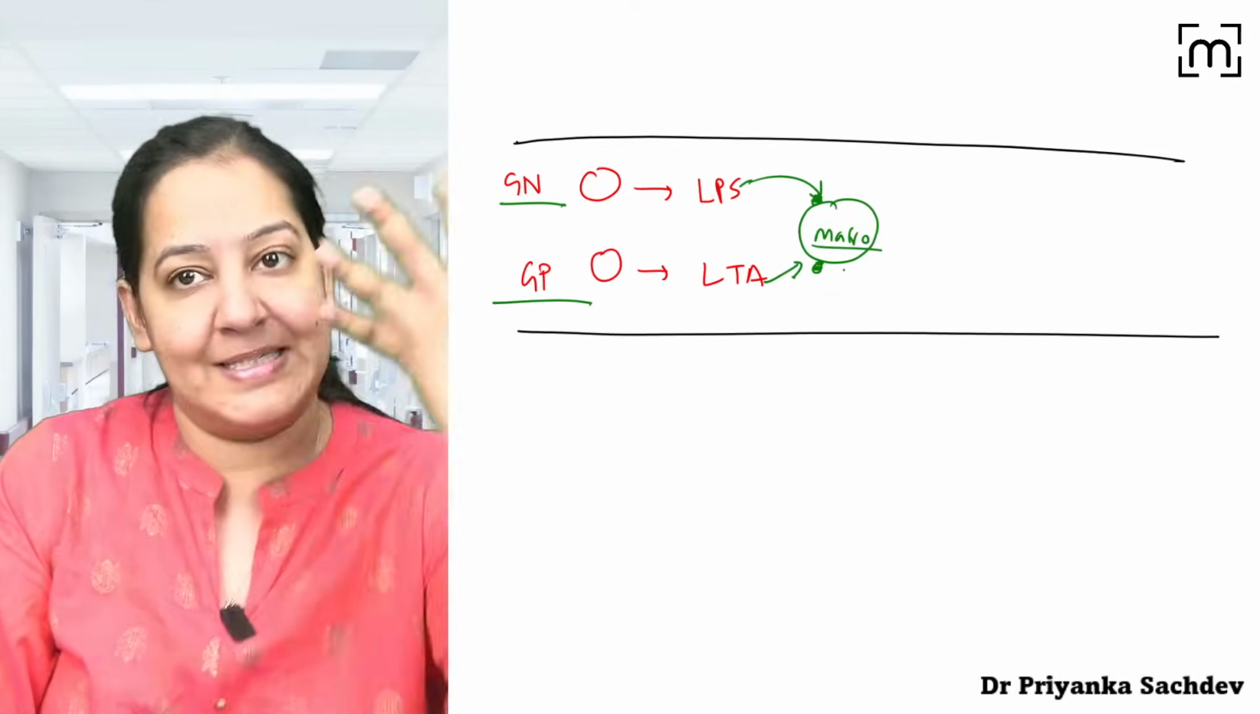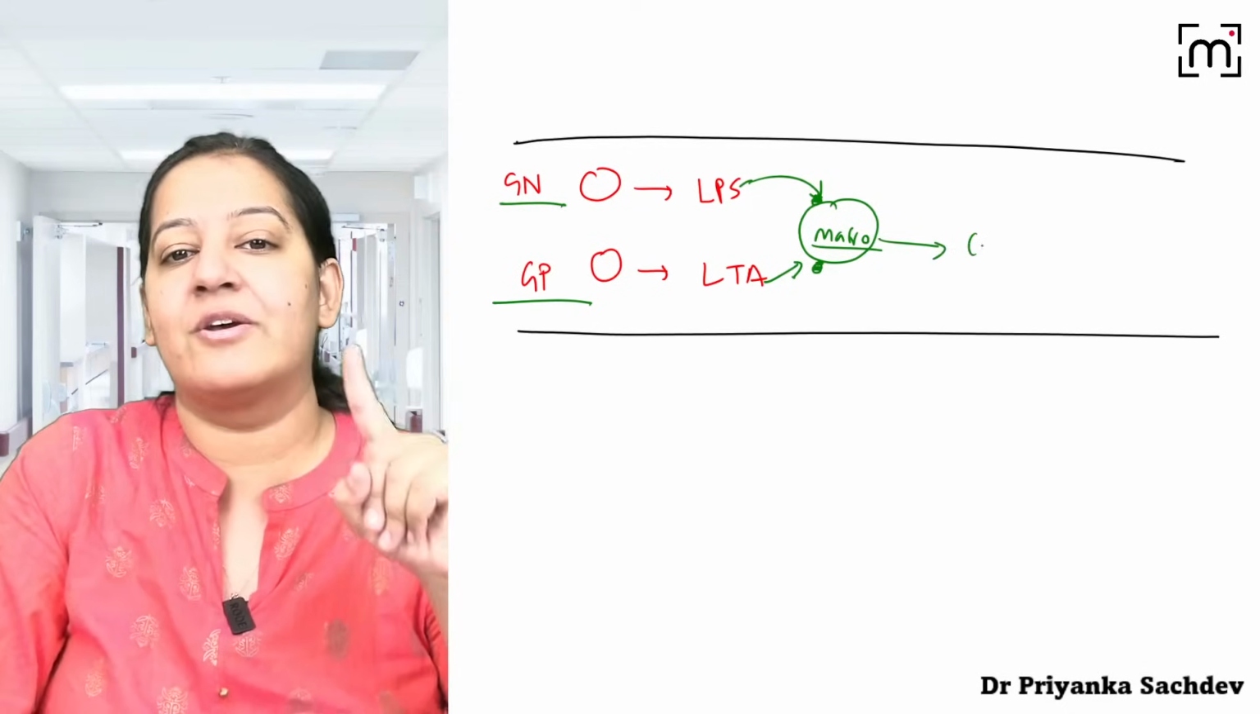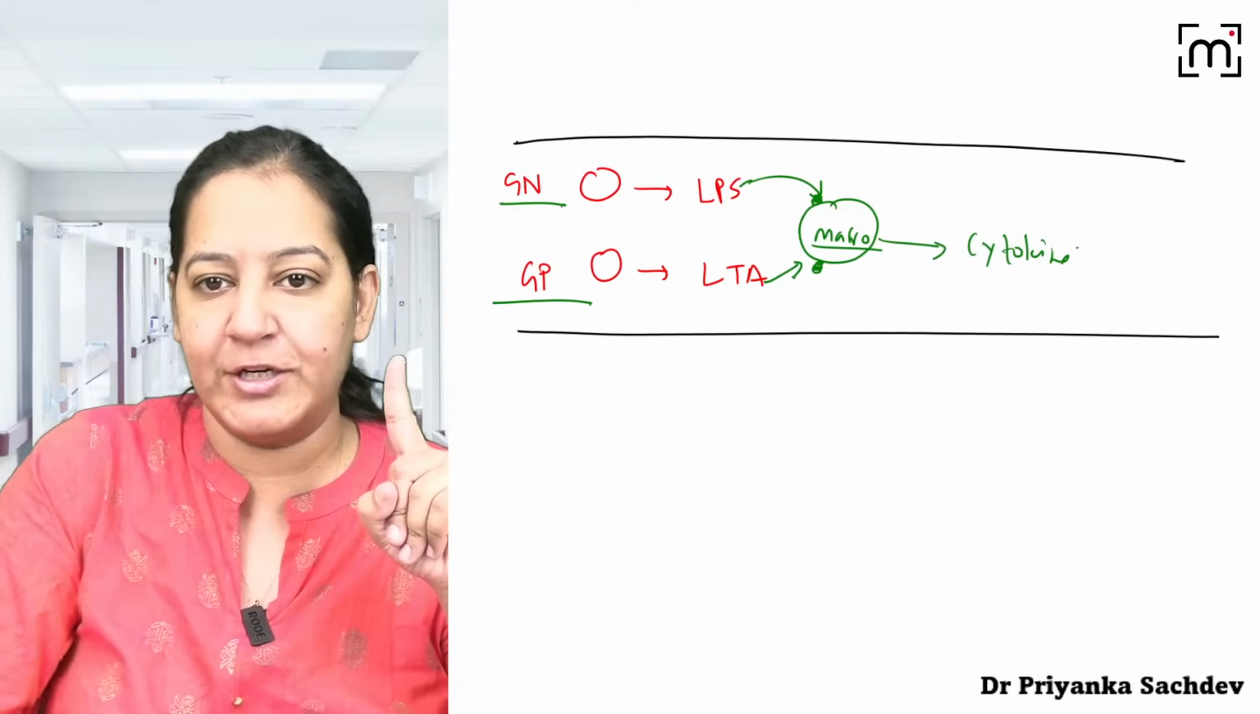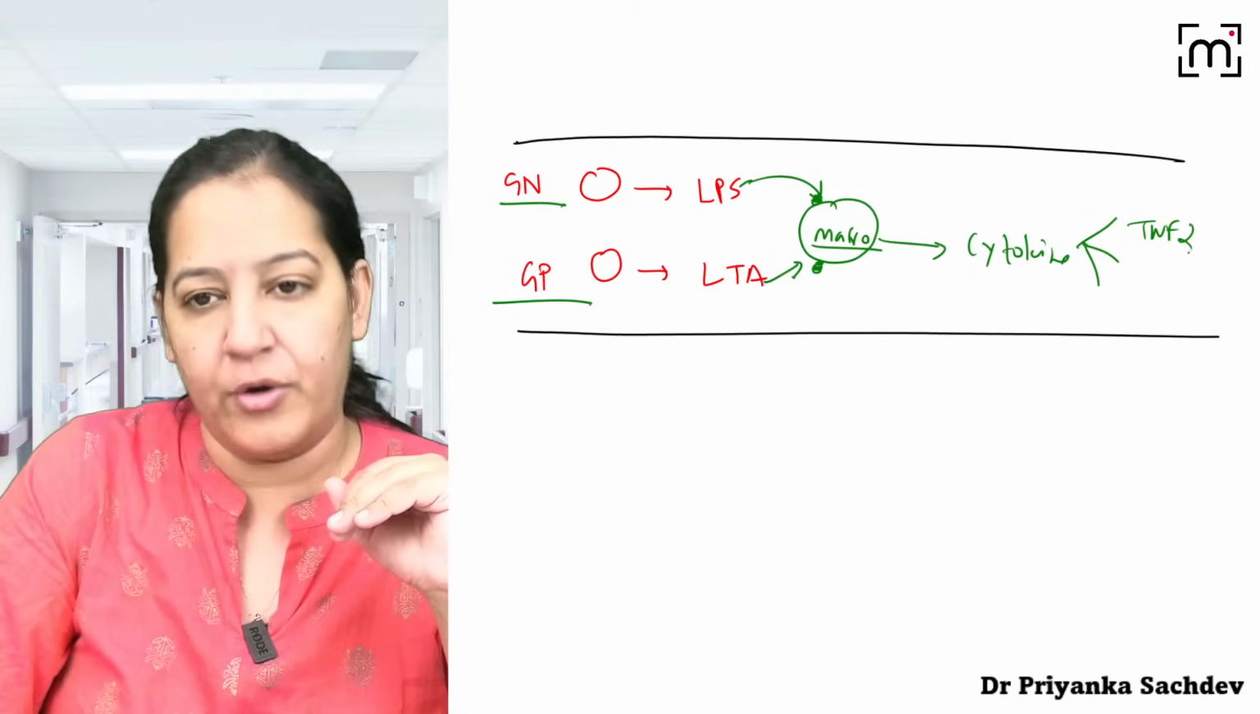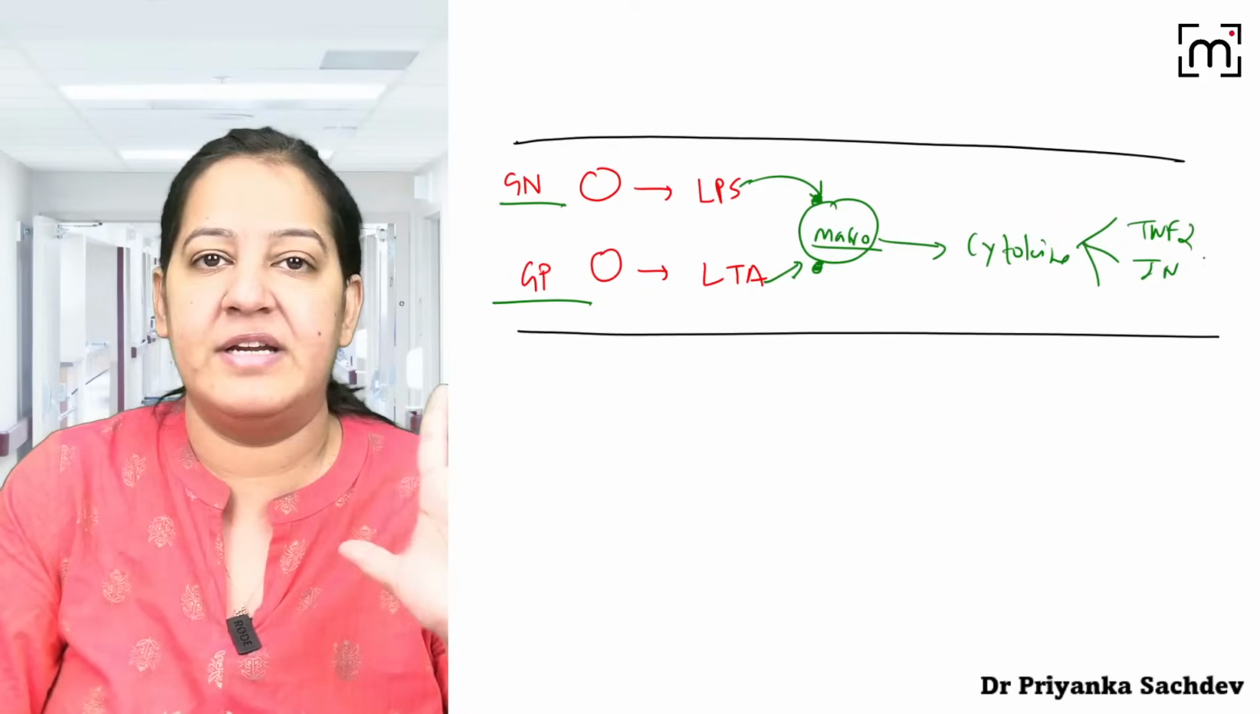The macrophages will get stimulated. On getting stimulated, they will secrete cytokines in the blood. I will tell you the names of the cytokines. It is TNF alpha, interferon gamma. Many cytokines are secreted in the blood.